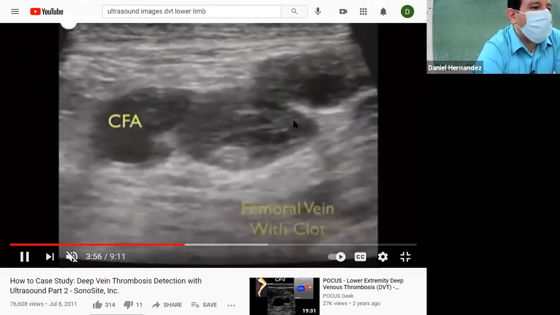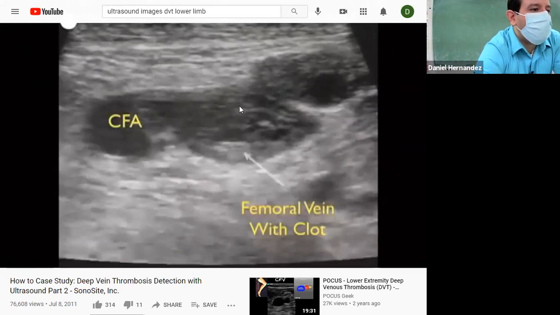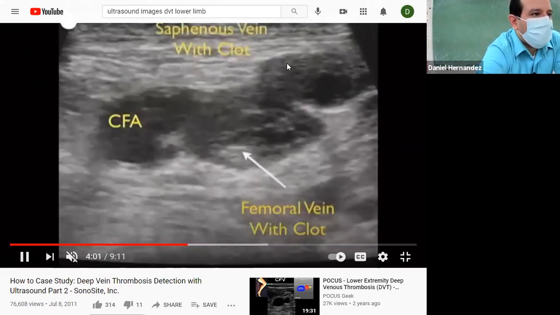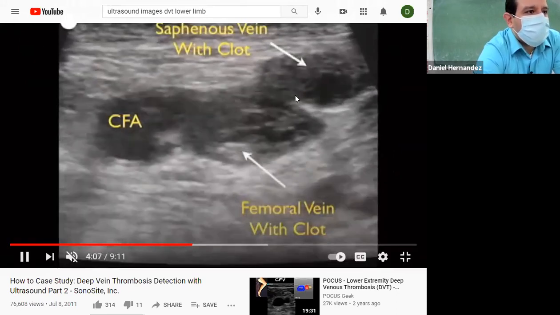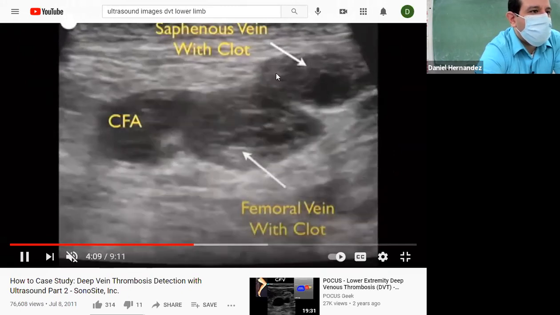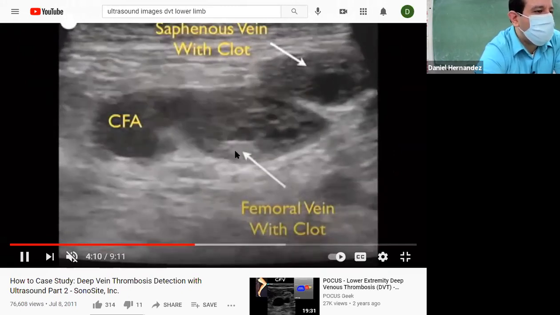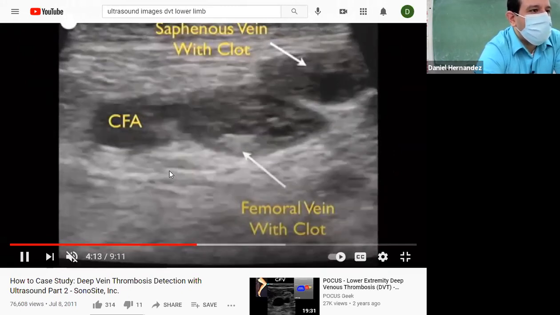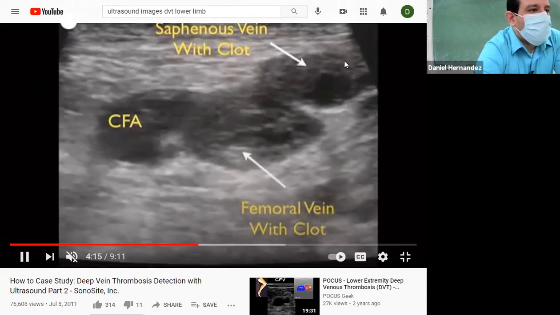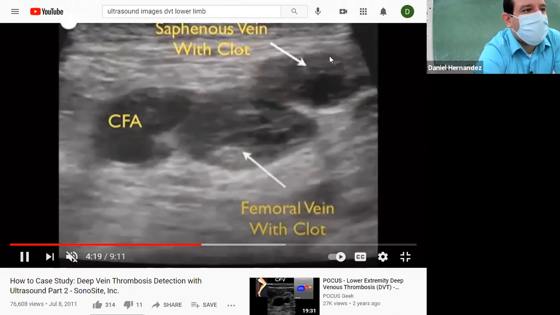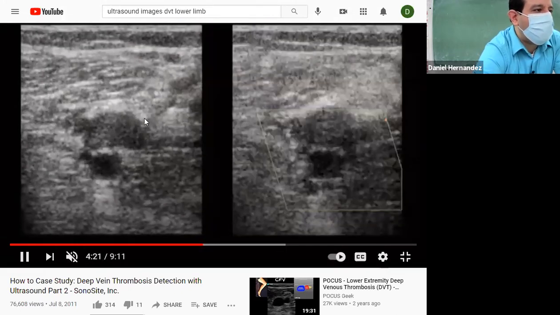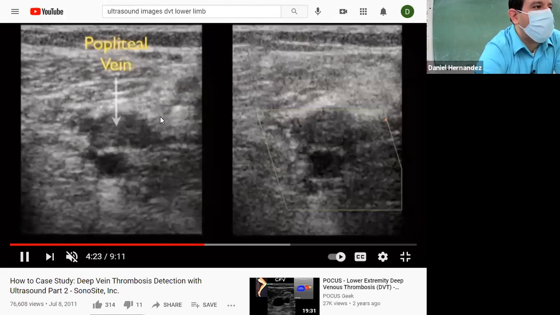This is another image of a common femoral vein. So this is a femoral vein. This is the greater saphenous, also thrombosed. This is that saphenofemoral junction. The reason this junction is important to image is because you can have thrombosis within the greater saphenous vein that actually extends into the common femoral.